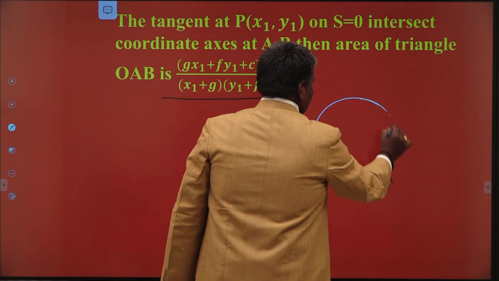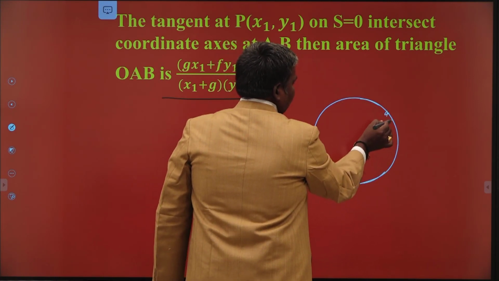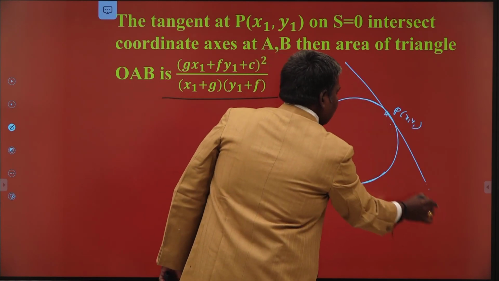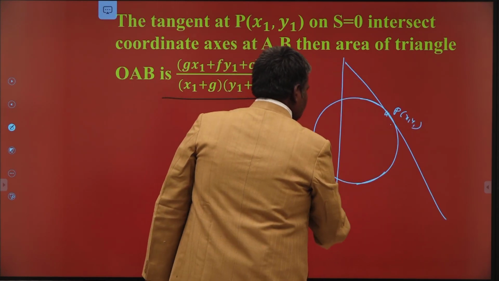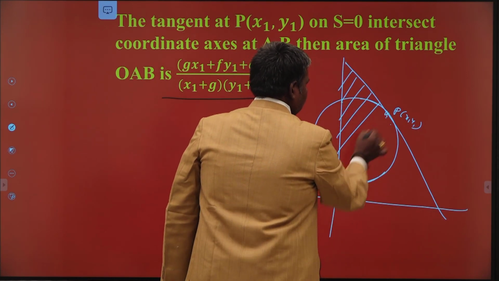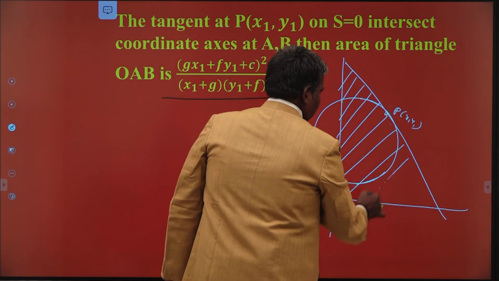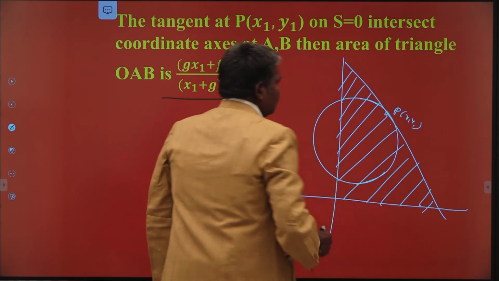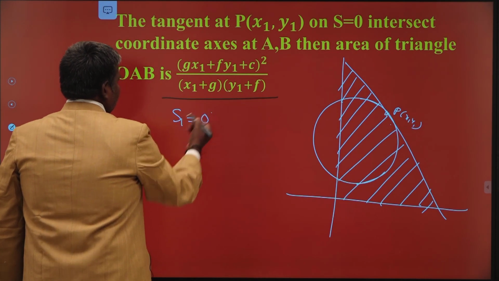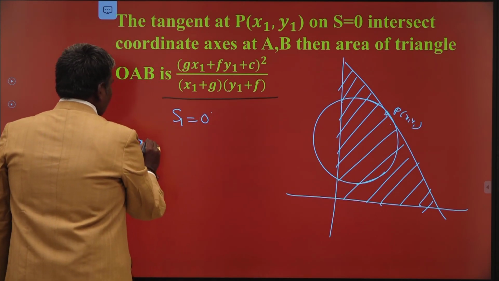Suppose this is S equal to 0. This is your point P (x1, y1), say. This is the tangent. Suppose the coordinate axes are in this manner. We have to find out the area of the triangle. What is the tangent at P (x1, y1) to the circle? S1 is equal to 0.